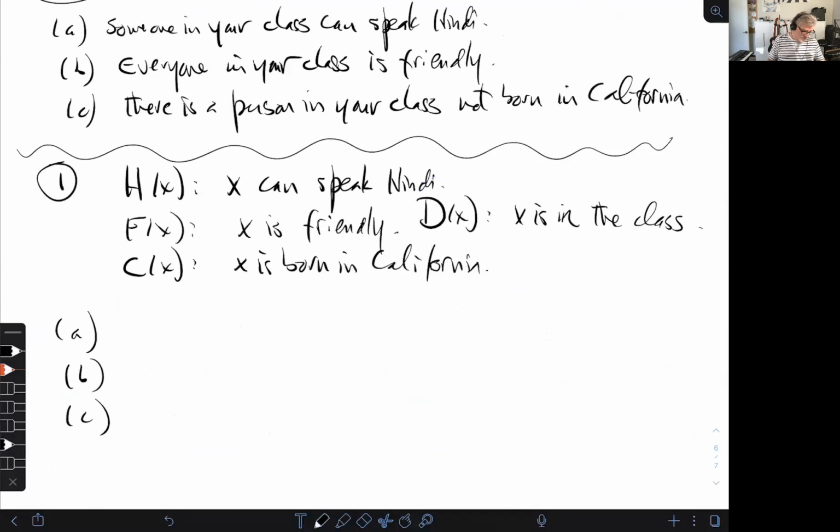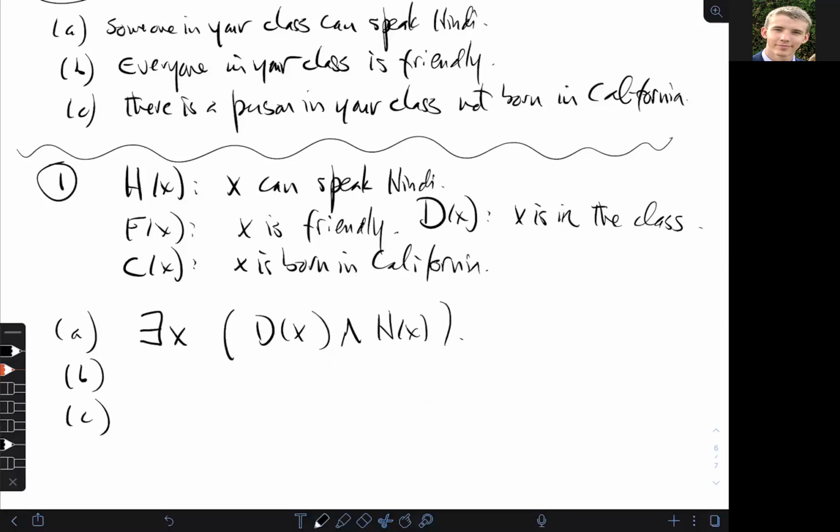All right. So now statement A, someone in your class can speak Hindi, but now the domain is everybody. So I'm going to use this new predicate. There exists an X, but now I have to say that this person is in the class. So the person is in the class and can speak Hindi. Does that make sense? Yeah, good. Excellent.